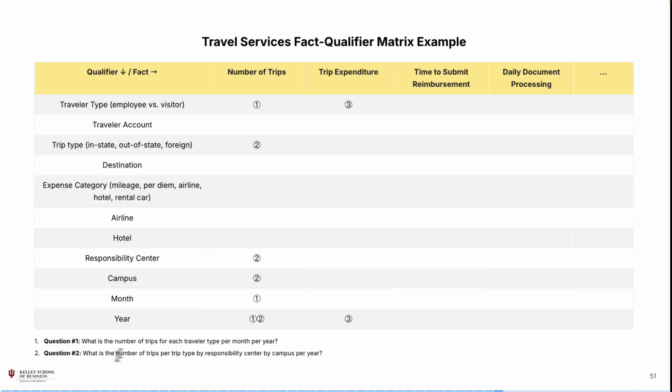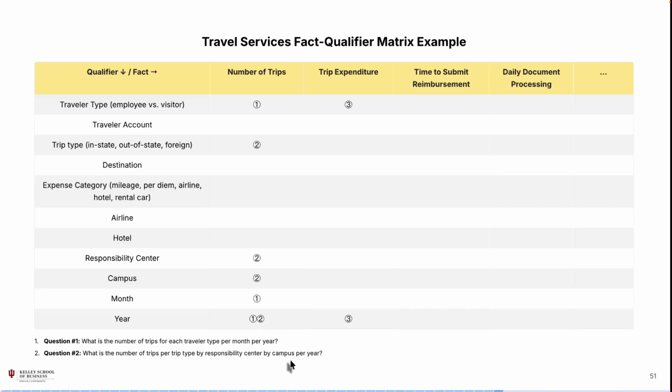Question 2 asks, what is the number of trips per trip type by responsibility center by campus per year? So here, the measurement or the fact is still the number of trips, but the dimensions are different. Now we are looking for trip type, so that's why we put a 2 in the intersection of the fact, which is number of trips, and the trip type. And similarly, we will put number 2 in the intersection of the fact and responsibility center, and also for campus and year.